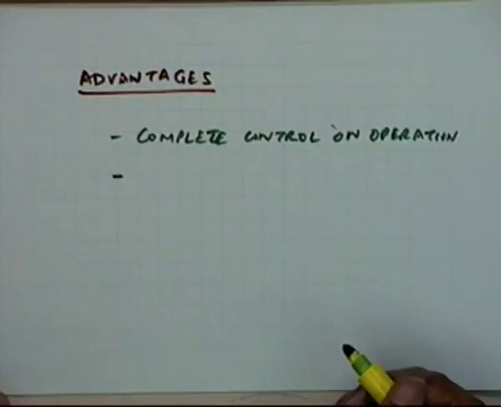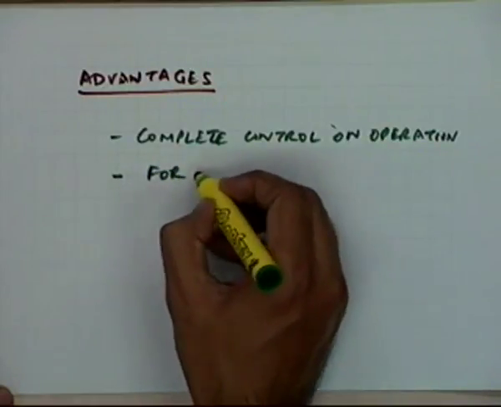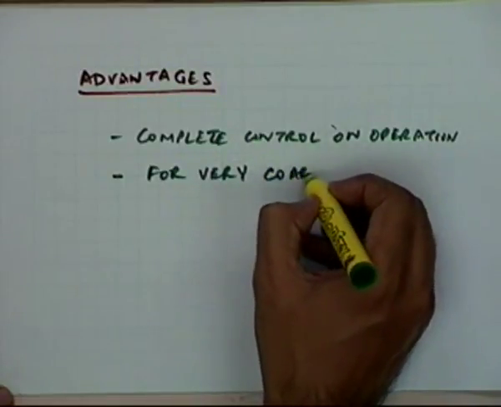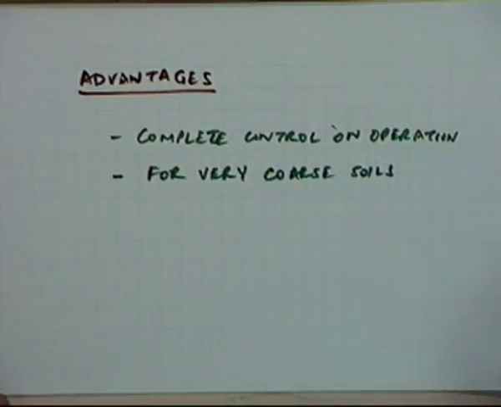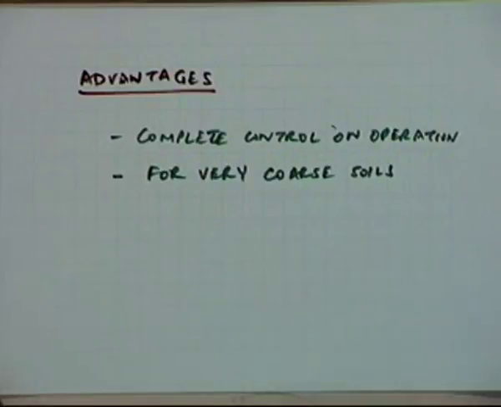Then the other advantage is that you can use this for very coarse soils where no other method is suitable, because if the soil is very coarse, in this case you are not supplying the water from one end to the other end, since it's coming in the form of rain. As the rain comes, you can apply onto any type of soil, whether it's a highly porous soil, or the other extreme, where you have very low infiltration rates.